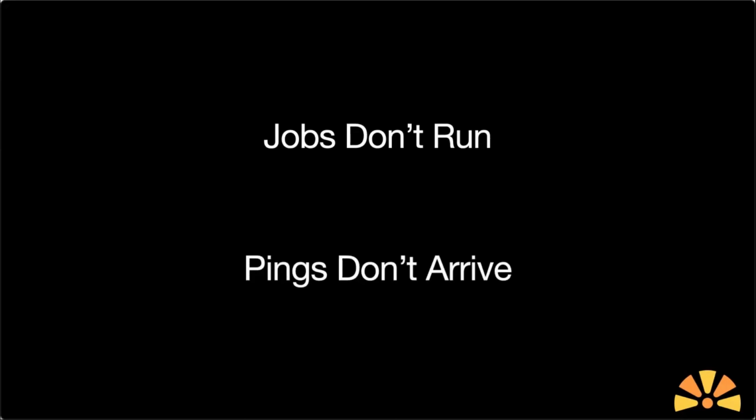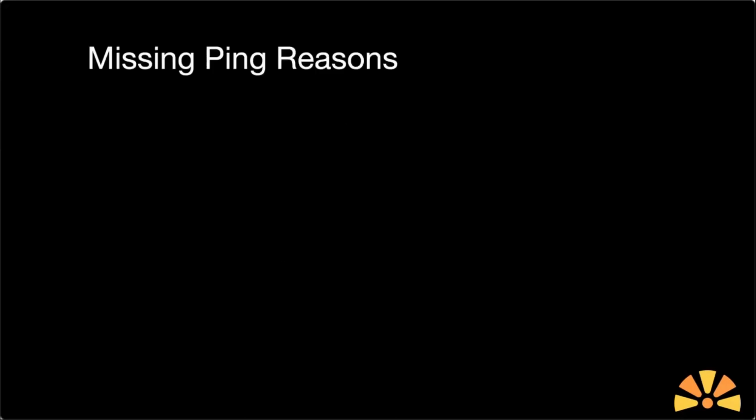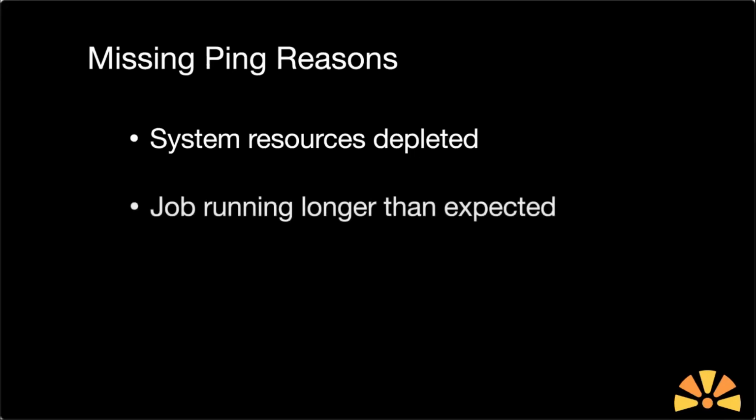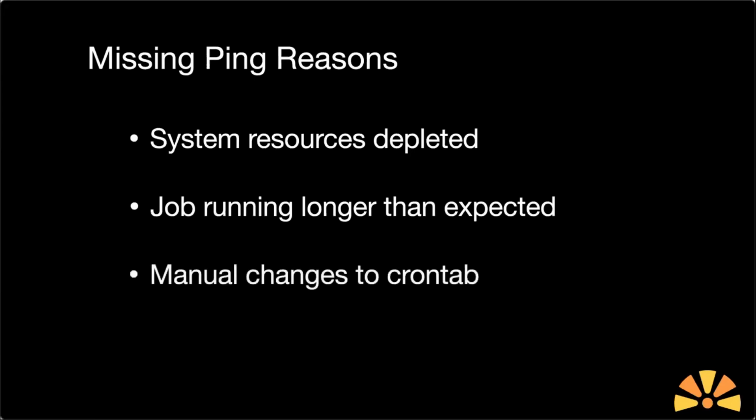Before discussing this, let's first go over some reasons this might occur. System resources could be depleted, preventing cron from initiating the Sundial run script. A job might be running for longer than usual, perhaps because it's processing a larger than normal dataset or it's stuck in an infinite loop. Manual changes to the cron tab may not have been propagated to the monitoring system, and finally, plain old network issues. We want to notify the users when any of these situations occur.